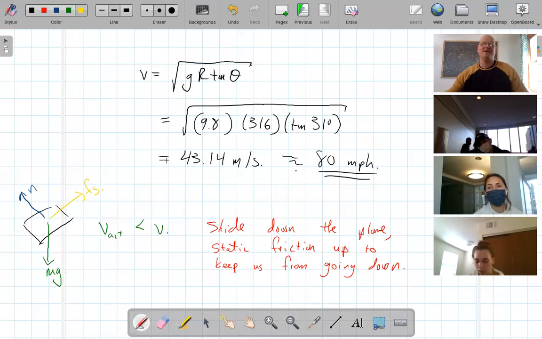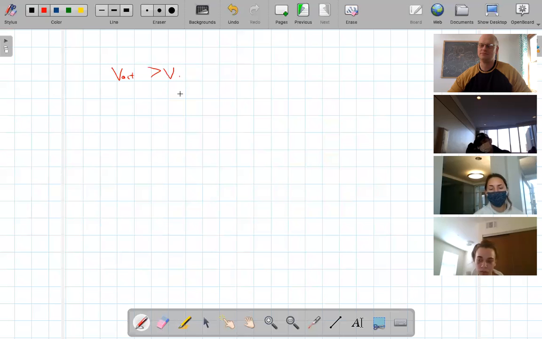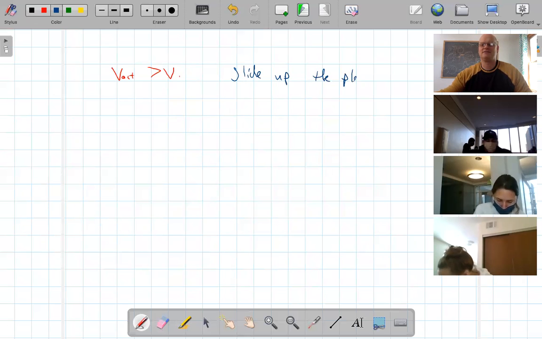So what would happen then if you went too fast? Let's look at another case. What would happen if your actual speed was greater than this velocity? So let's say you were doing 100 miles per hour instead of 80 miles per hour. What would be the direction your car would want to slide now? Up the hill. We want to go up the hill now, right? So in this case, it would want to slide up the plane, which means that we would need static friction down the plane to keep it from sliding up.